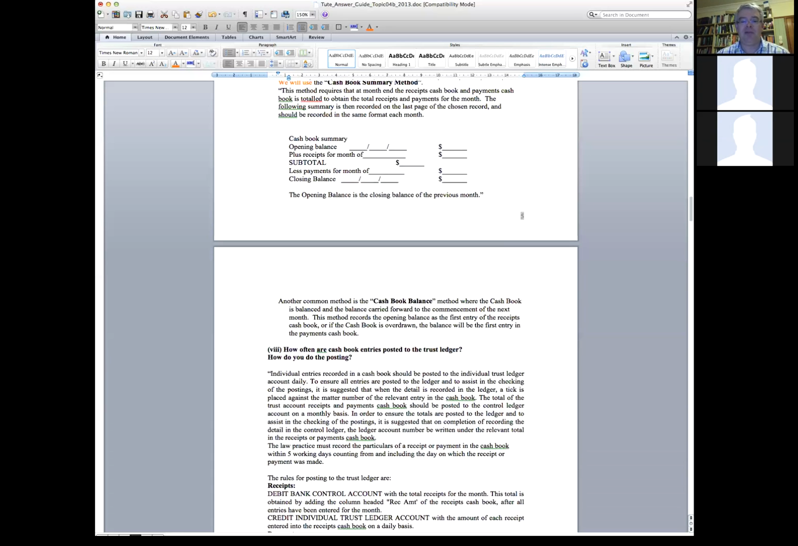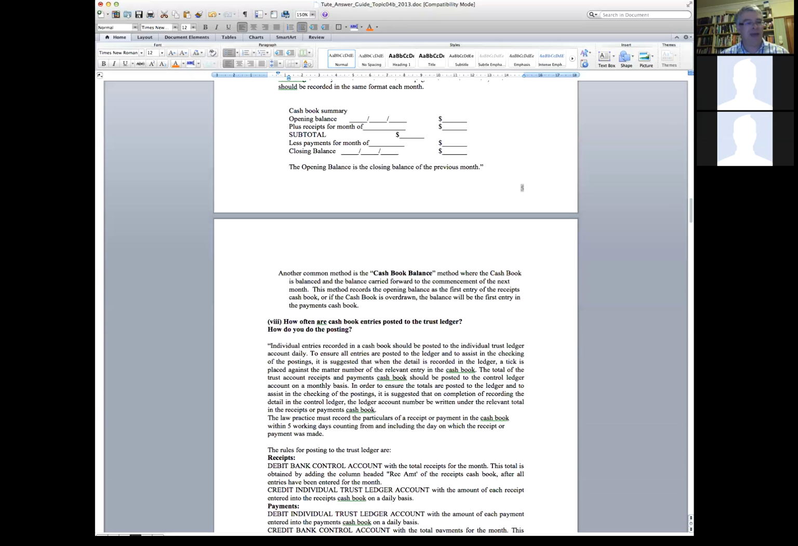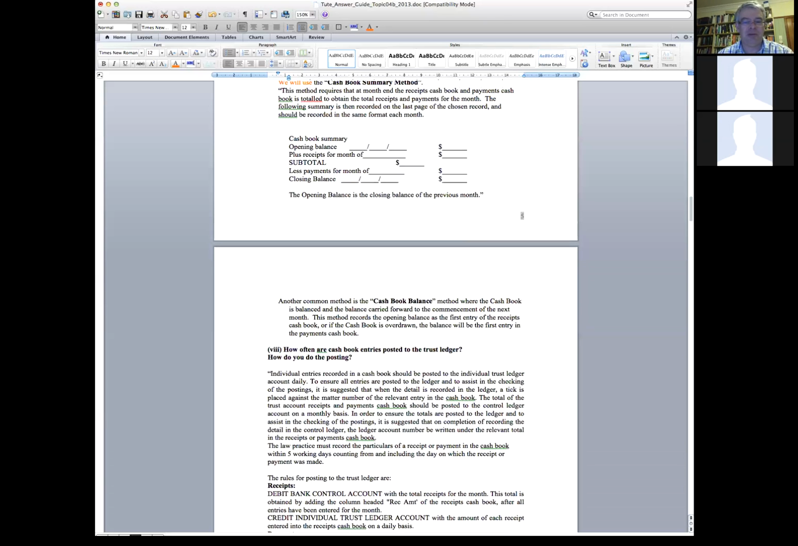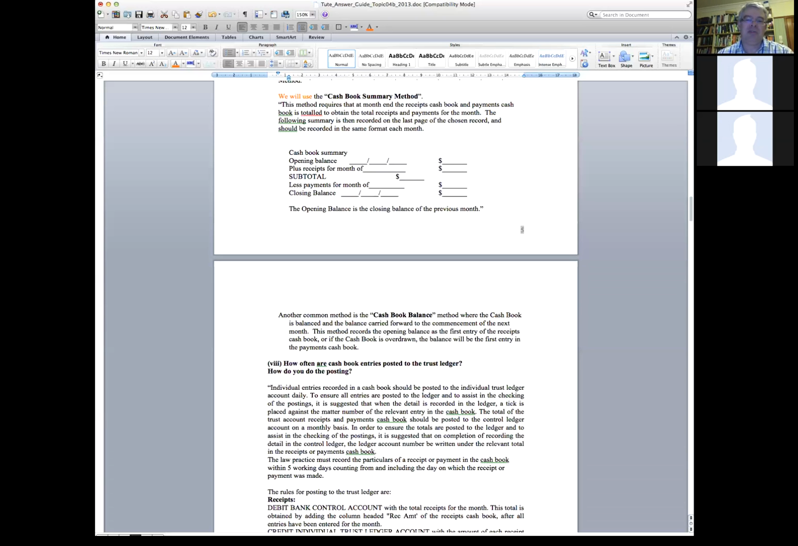The other way of doing it is the cash book balance method. I'm only mentioning this so you're aware that there are different ways of doing these things. This is where the cash book's balanced and the balance is carried forward to the commencement of the next month. The opening balance is the first entry of the receipts cash book, or if the cash book is overdrawn, then the balance will be the first entry in the payments cash book. It's a really messy way. That's why people don't tend to use it. So we use this cash book summary method, and that's the main thing to be working with.